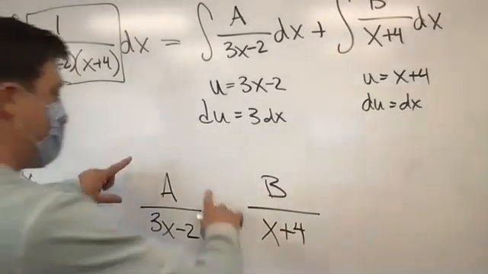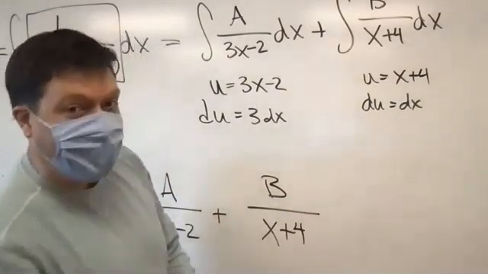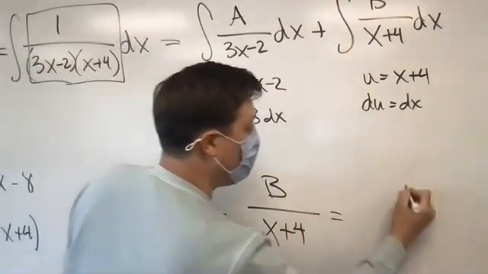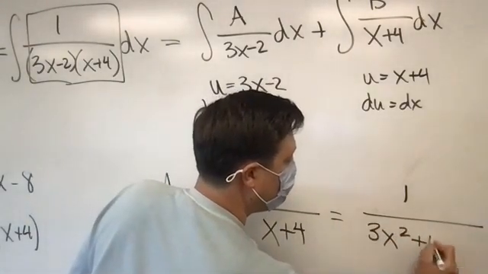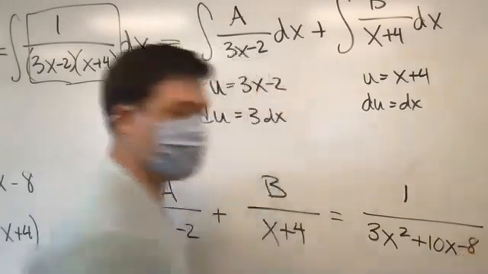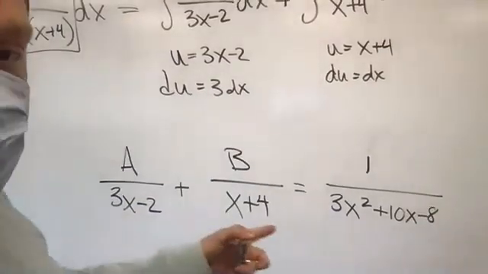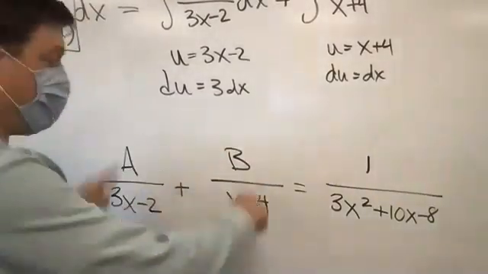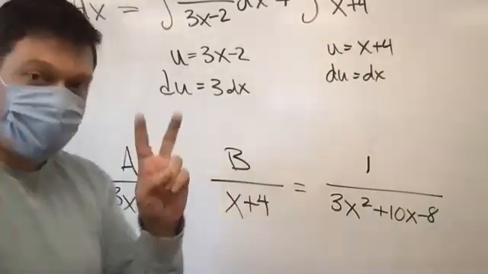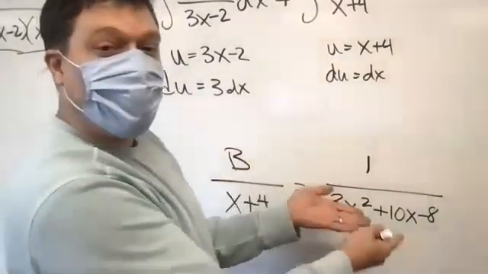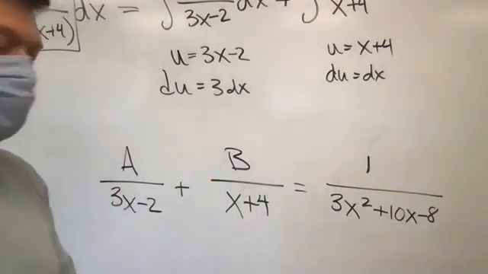Here's the truth. This fraction plus this fraction actually equals the original fraction that we started with. So when you combine the partial fractions, you're back at where we started. That's the idea we're going to keep in mind all the way through.